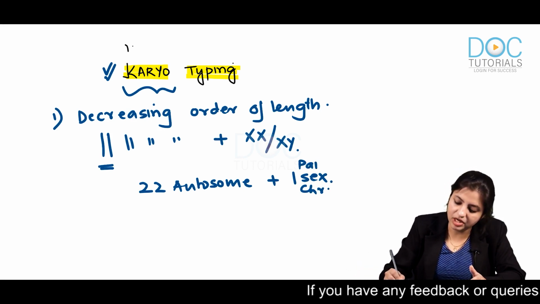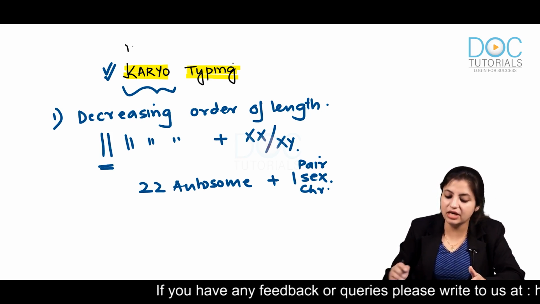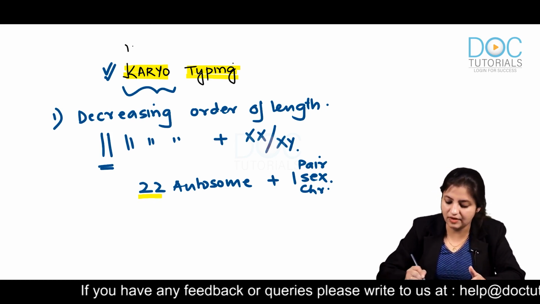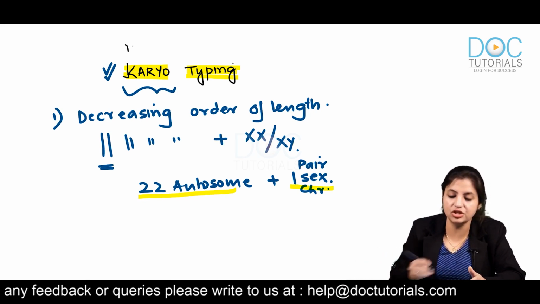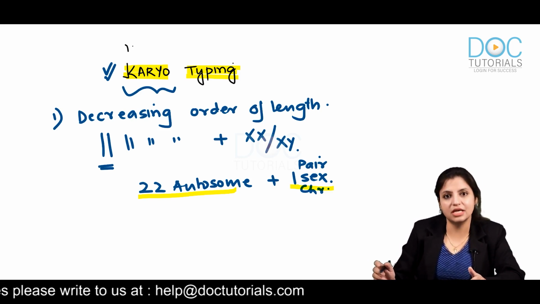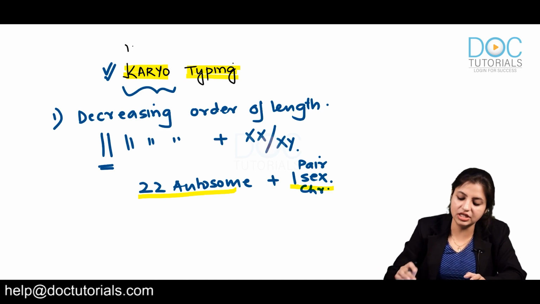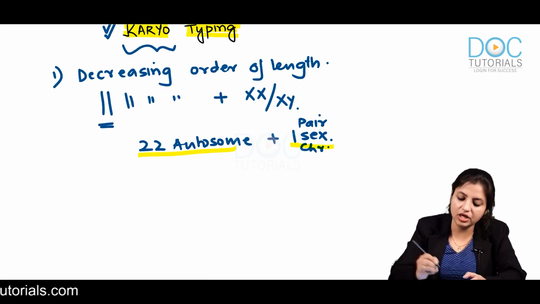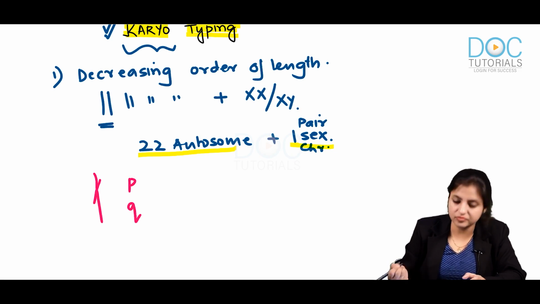So we have one pair of sex chromosomes and 22 pairs of autosomes. That's the simple rule which we have to see: 22 plus one pair of sex chromosomes. Chromosomes are arranged in decreasing order of length, followed by sex chromosomes. That's the first rule. Once you are arranging it in decreasing order of length, you should also know that every chromosome has a short arm and a long arm.